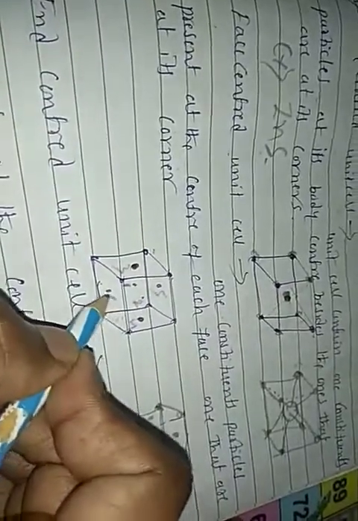So how many faces does this cube contain? Six faces. In front of you, 1. Back side, 2. Left side, 3. Right side, 4. Top, 5. Bottom, 6. Six faces, and the central part of each contains a constituent particle. That is the face center. That's right.